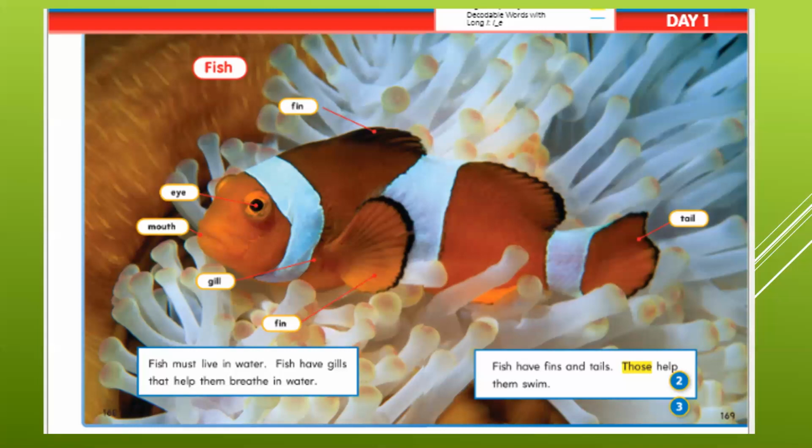Fish have gills. What's the importance of gills, or what's the function of gills? Gills help the fish to breathe in the water and get oxygen in the water. What's the importance of tail and fins? Tail and fins, they help the fish to swim in the water. Okay?